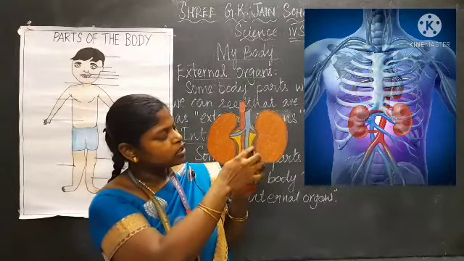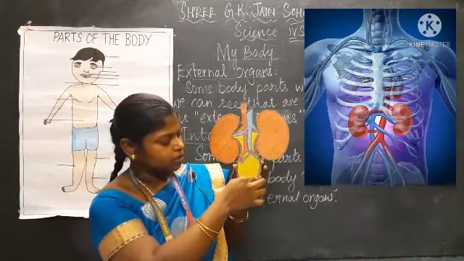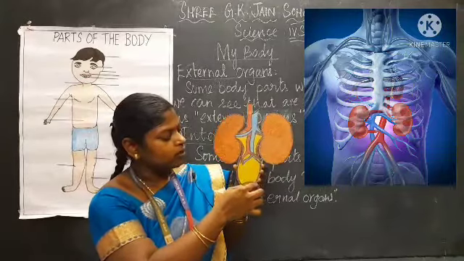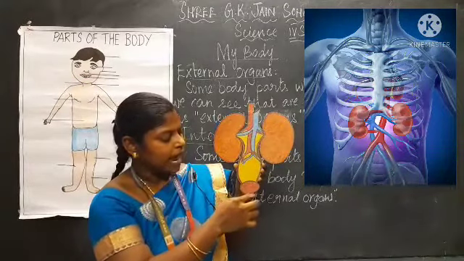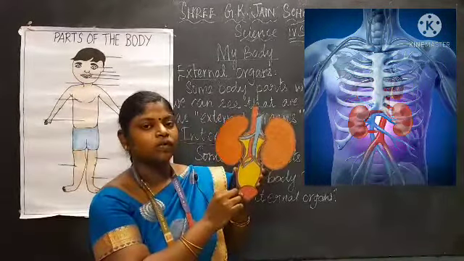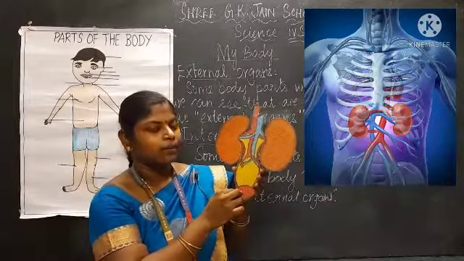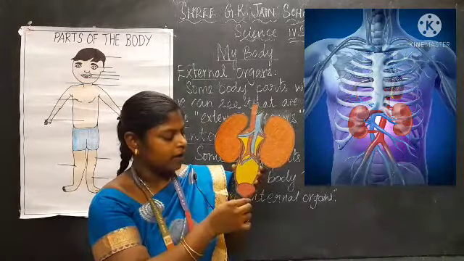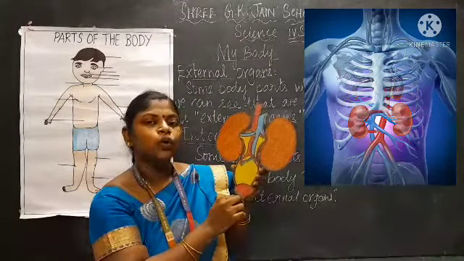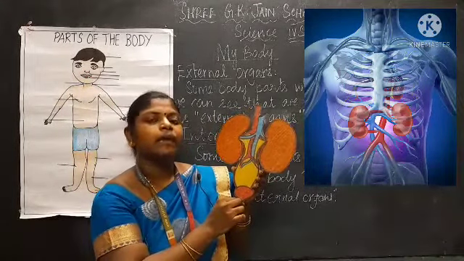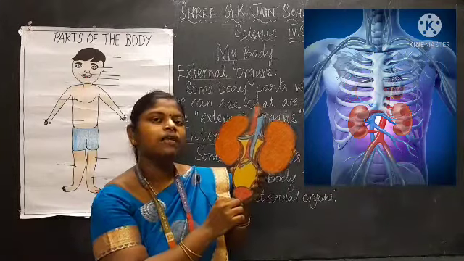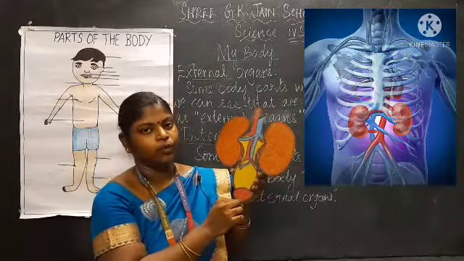Ureter. Through these two long tube-like structures, the ureters, the urine reaches the urinary bladder. This is the temporary storage for the urine. We cannot hold the urine for a longer period in the urinary bladder. After that, here we have the urethra. Through this only we can pass the waste material in the form of urine.